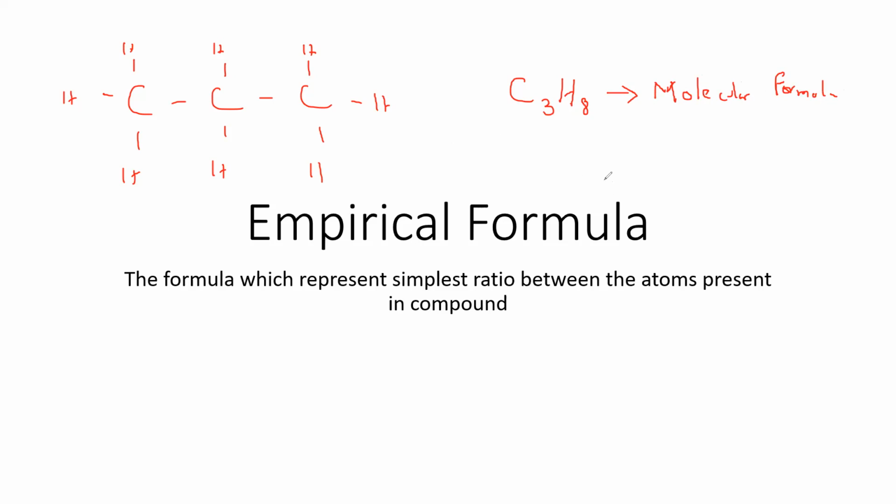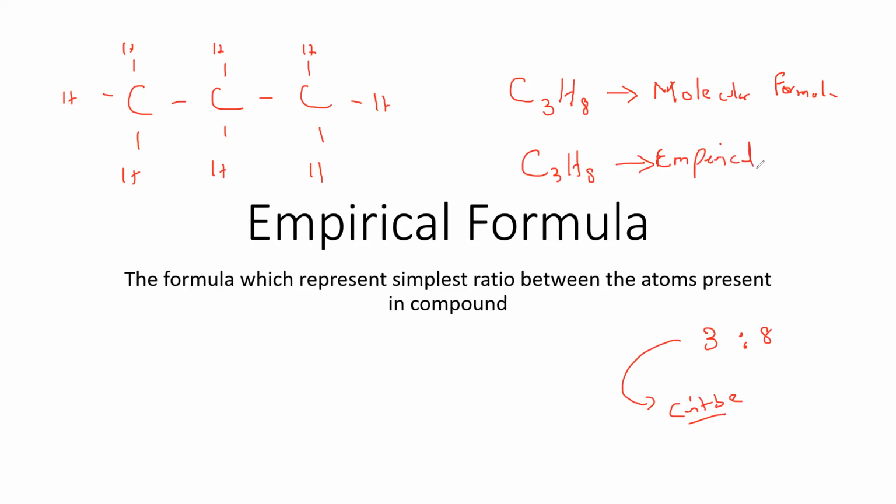But what about the empirical formula? How to get the empirical formula? Empirical formula represents the simplest ratio. So can I further simplify 3 and 8? We cannot further simplify it. So if it cannot be simplified, what will be the empirical formula of this compound? The empirical formula will be C3H8 as well.